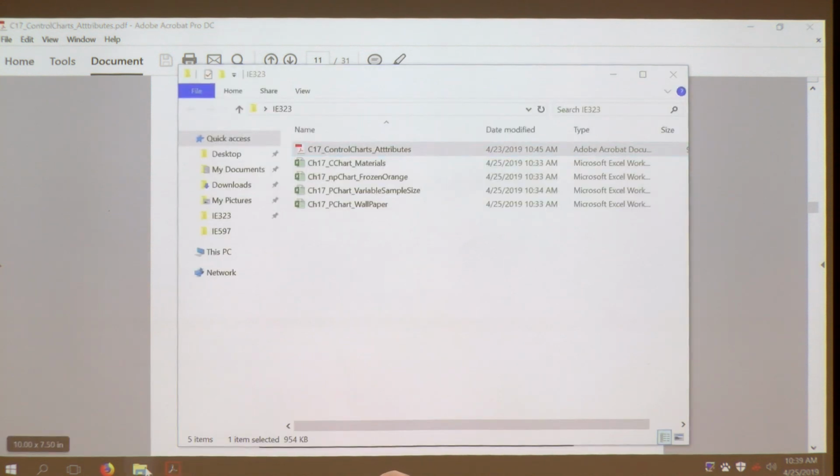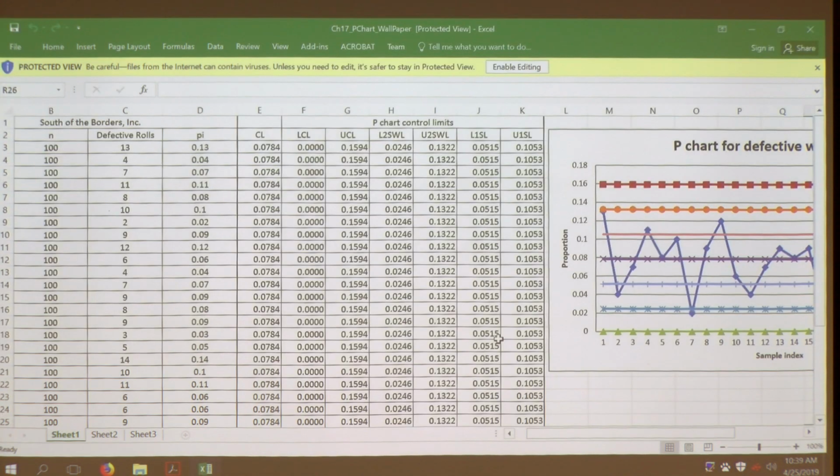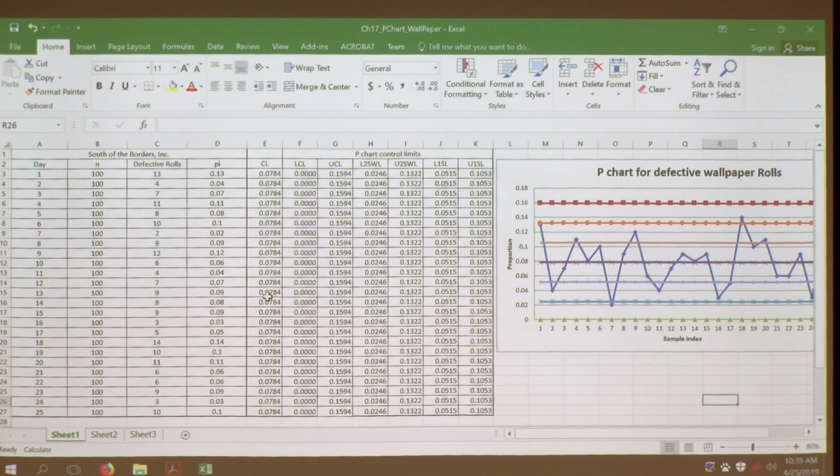Now, let's do the wallpaper together. So this is a wallpaper. You see here we have the first column, this is the number of days. This is the number of rows we sample in each day. They are all 100. You see the sample size doesn't vary from day to day. They are all 100. And defective rows, and this is a PI.